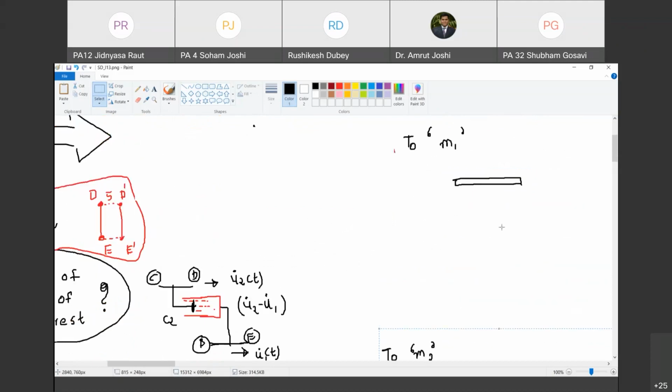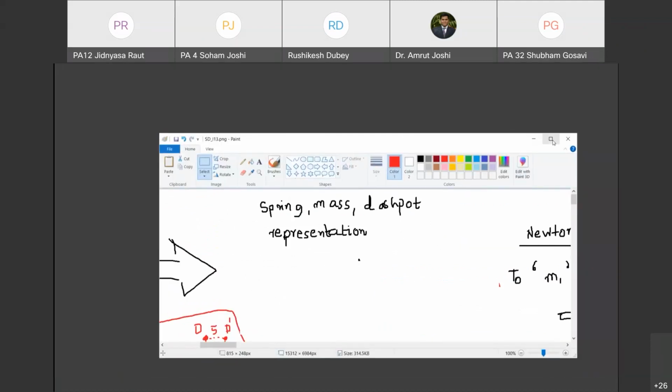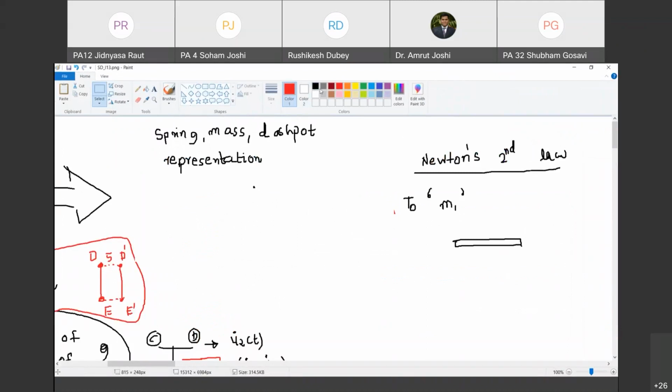Now, Newton's second law is applied to what? Is it applied to a mass or is it applied to a free body diagram? Free body diagram. So therefore the first step that I need to do is to draw the free body diagram of mass m1. Happy? Yes, sir. That's what I am going to draw first. FBD of m1.